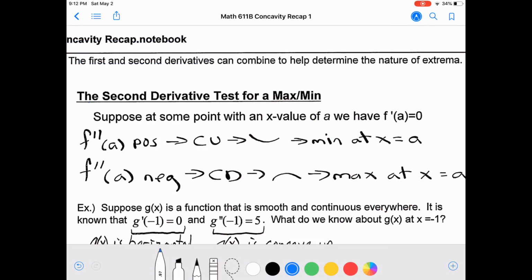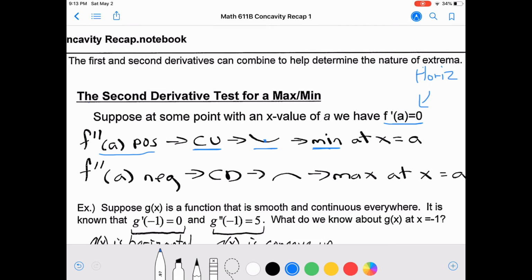The last thing we looked at in our concavity section was this second derivative test for a max or min. Now to be clear, the second derivative test for a max or min also involves the first derivative. You've got to find points where you have a first derivative of 0, which means that you're horizontal. Once you've established that you're horizontal at a given x value, then you check the concavity. If it turns out that your second derivative is positive at that point, then you're concave up, which looks like this, and automatically you must have found a minimum.